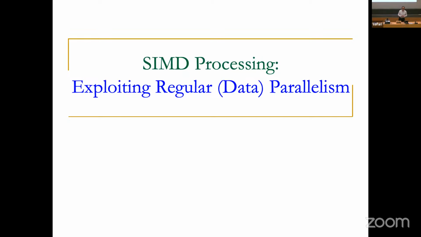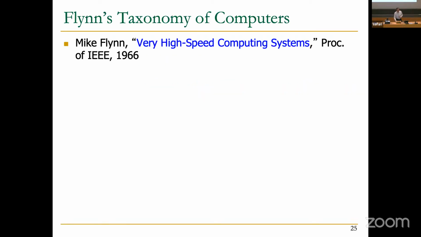I call this regular parallelism also. Of course, there are many types of regular parallelism. In this particular case, you're doing the same operations on many pieces of data elements. So we're going to talk about that. But before we talk about that, let's talk about the taxonomy of computers. We've been covering different types of computers.